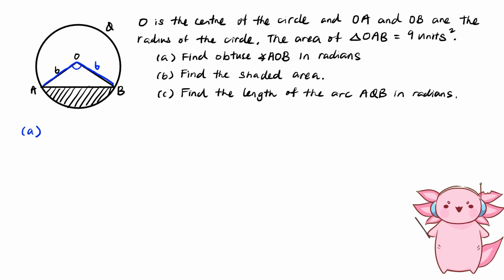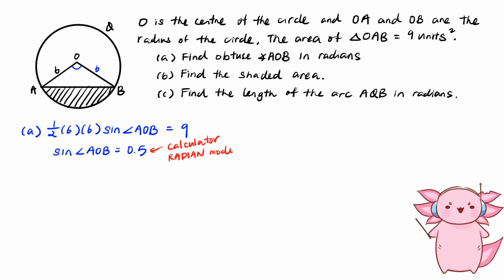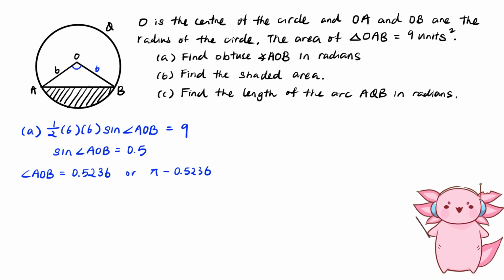Since both of these are the radius, which is 6, and the area of AOB is 9, we can do half AB sine C equals 9, and we solve for the angle AOB. Okay, now, here comes the tricky part. Even in radian mode, when you do a sine inverse, you gotta consider that the acute angle is 0.523 radians, and also the obtuse angle by doing pi minus 0.523.